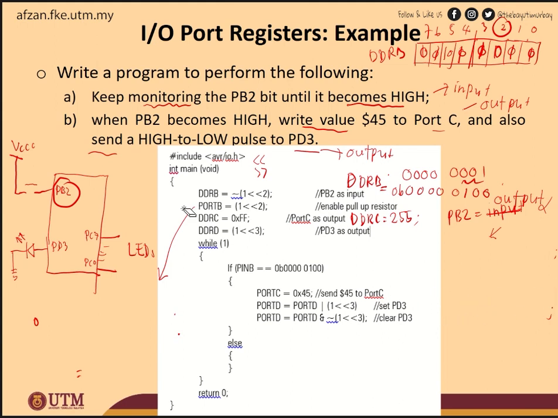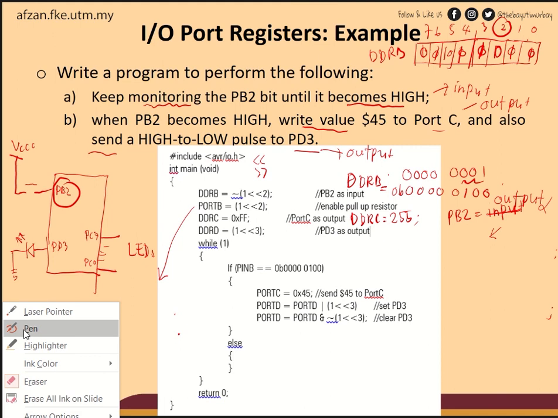Okay, so you have already done the initialization of your ports. Now we're going to write down the B here. Whenever PB2 becomes high, write value 45 to port C and send a high to low pulse to your port D3. So how to do that?